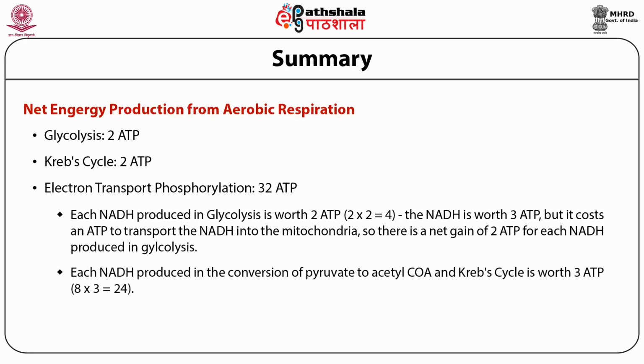Each NADH produced in the conversion of pyruvate to acetyl coenzyme A and the Krebs cycle is worth 3 ATPs. So that is around 8, and 8 times 3 is 24. FADH2 gives 2 ATPs, so 2 times 2 is 4. 24 plus 4 is 28, and the 4 ATPs that we are getting from substrate level phosphorylation. So net energy production is 36 ATP.